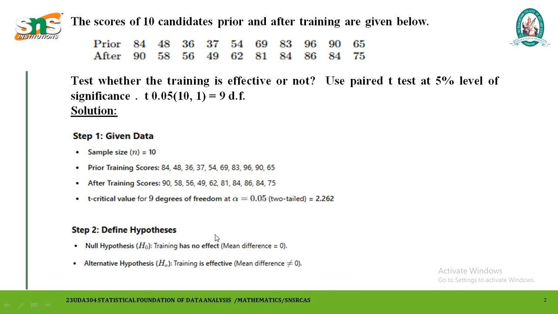First we assume the null hypothesis. The null hypothesis is that this training has no effect. In the opposite case we define the alternative hypothesis. The alternative hypothesis is that training is effective. We are going to find which hypothesis is correct using the t-test.